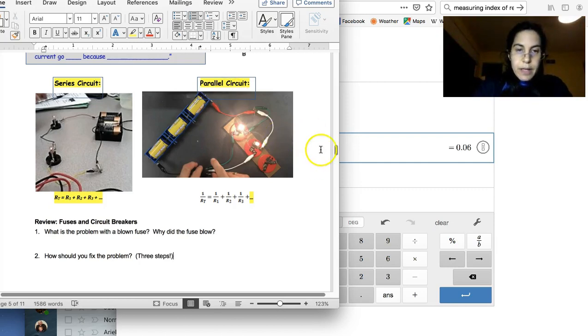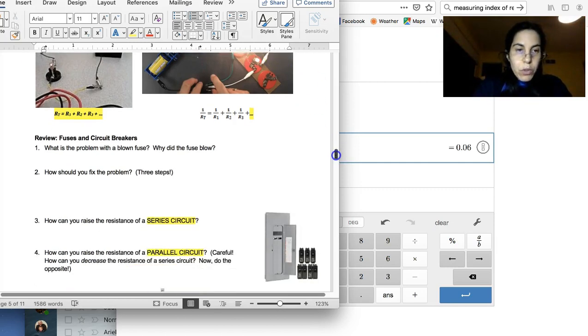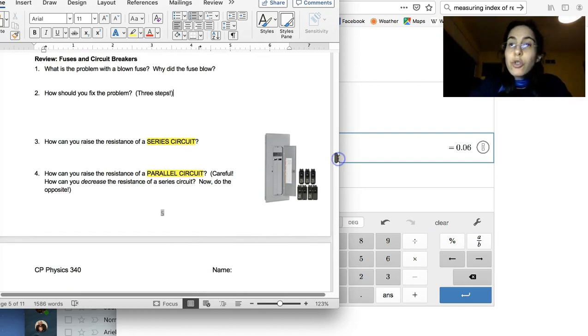Now, review questions. What's the problem with the blown fuse? Trick question, not the fuse. The problem with a blown fuse is that the current was too high. That was the problem. You're going to be overheating something. You're going to be running the risk of melting plastic insulation and solder. You're going to get smoke. You're going to get fumes, and you're running the risk of electrical fires.